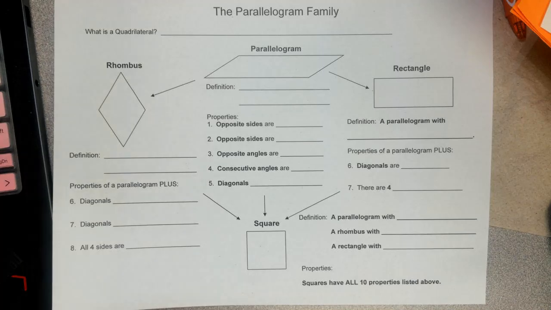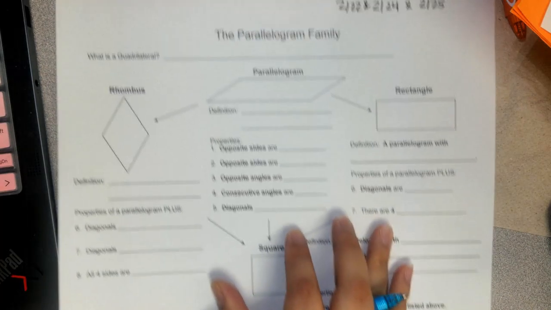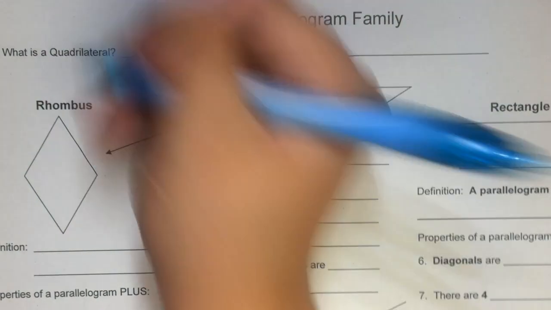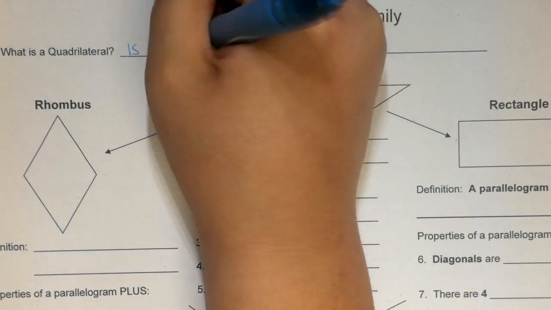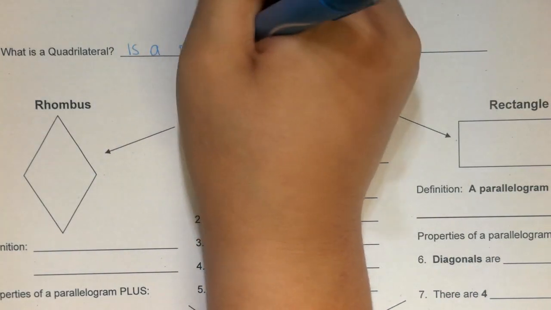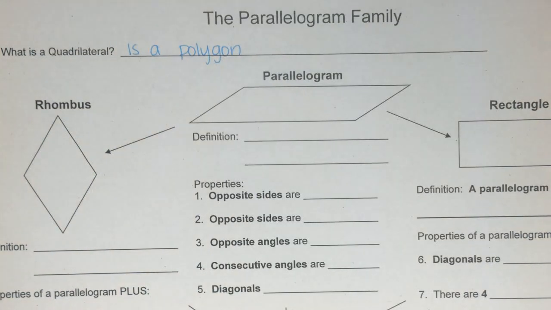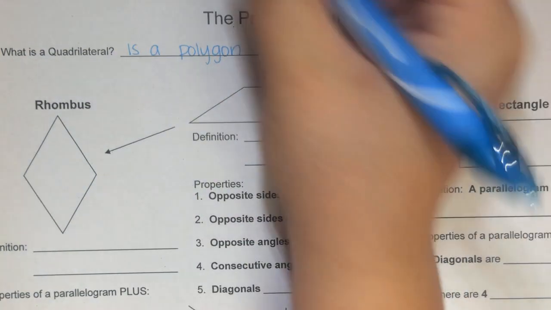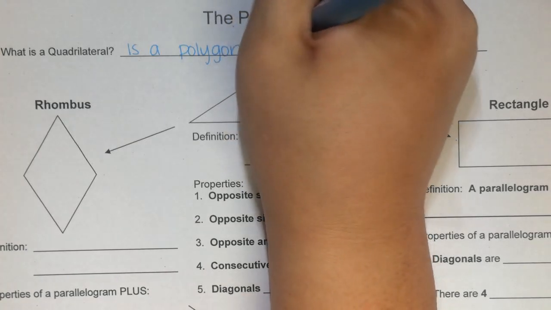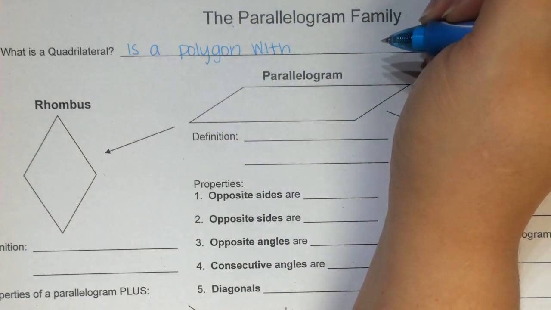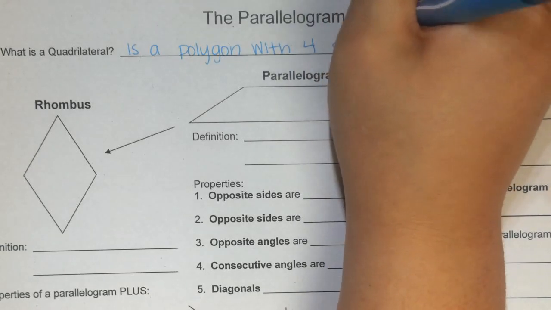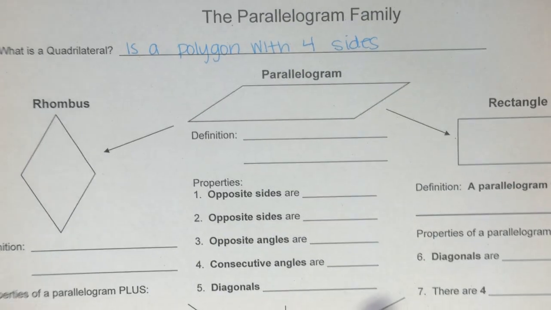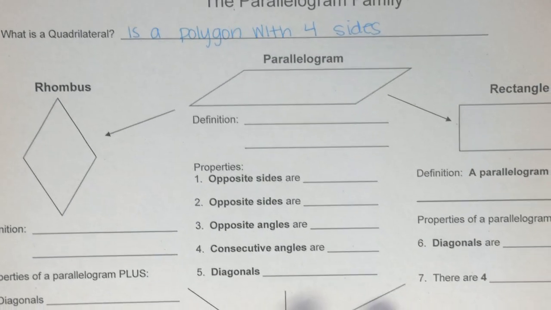Okay, what is a quadrilateral? Up top, everybody write this down. A quadrilateral is a polygon with what? With how many sides? You don't know? How many sides does a quadrilateral have? With 4 sides. Thank you. A quadrilateral is a polygon with 4 sides.